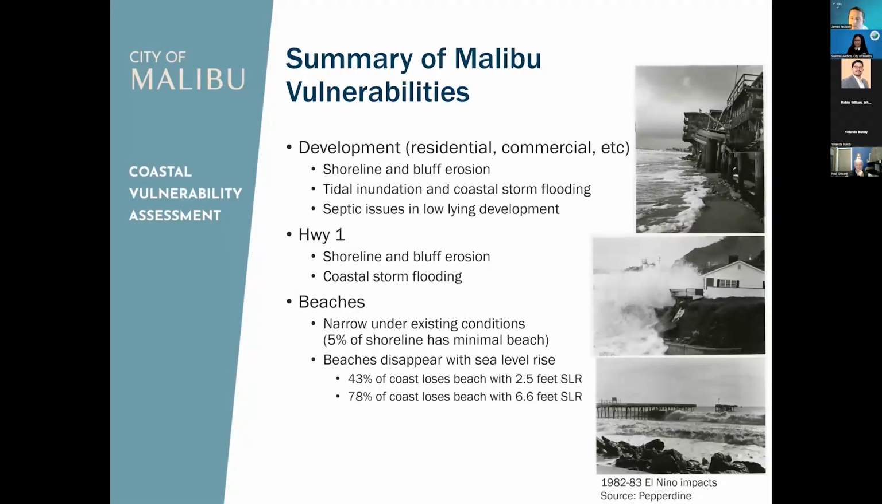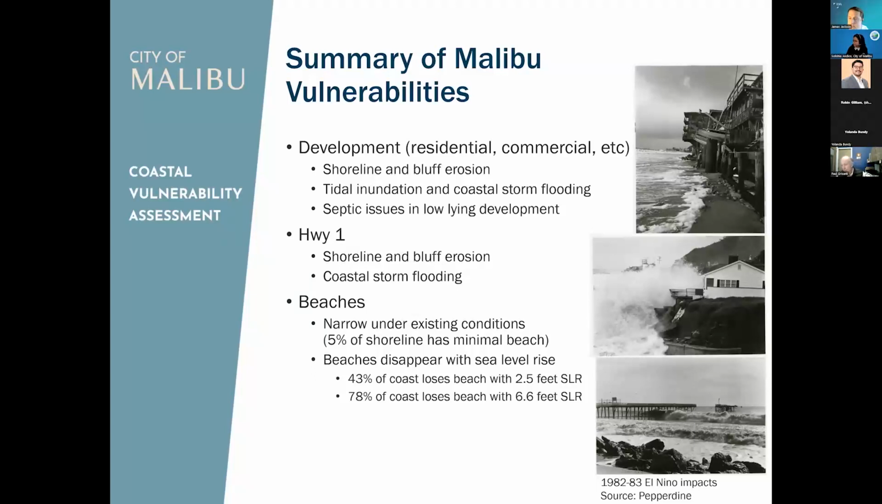This slide summarizes the sea level rise vulnerabilities in Malibu identified through the technical assessment. In terms of projected impacts, we're going to discuss the city's development, the Pacific Coast Highway, and beaches. Development, including residences and commercial buildings, is exposed to shoreline and bluff erosion, as well as storm surge, wave runup, and overtopping along the coastline. Additionally, low-lying areas may be subjected to coastal storm flooding and tidal inundation.